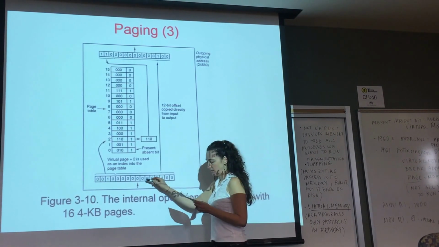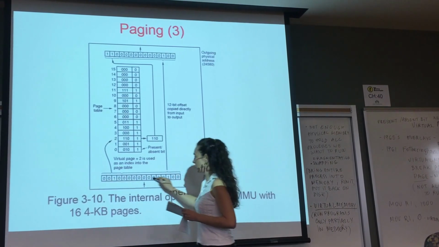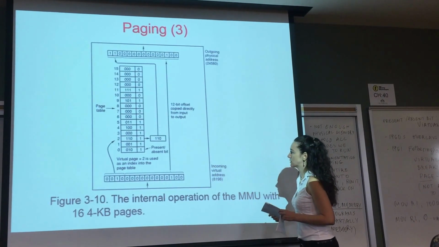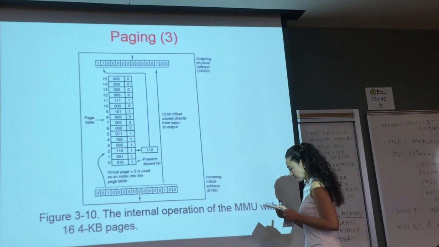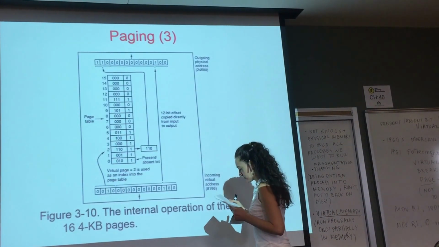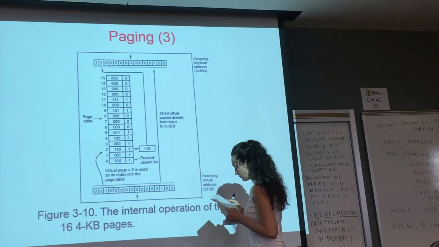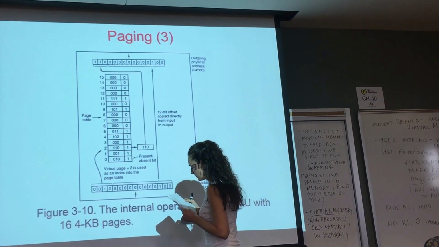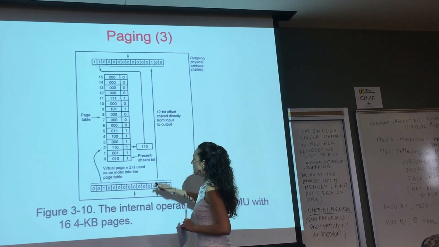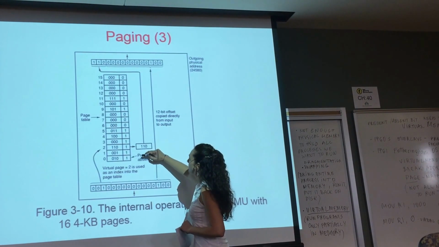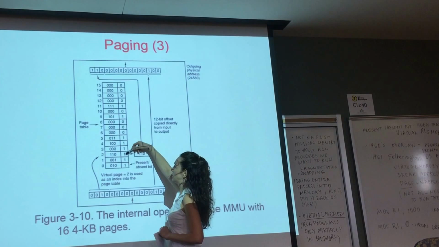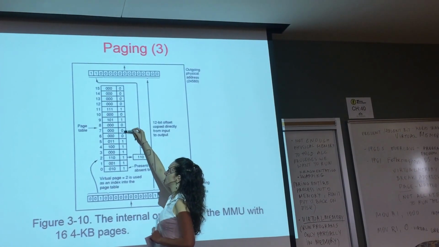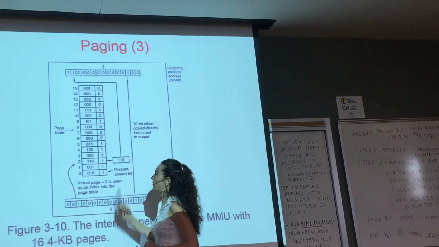The current address we have is 8196. If we convert this to decimal, it will be 8196. Incoming virtual address. The bit that you see here is the present or absent bit. This means these pages are loaded in the memory, the ones that have a 1, and the ones that have a 0 are not loaded in the memory.